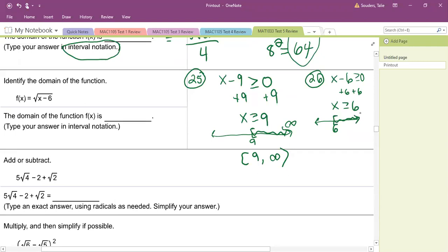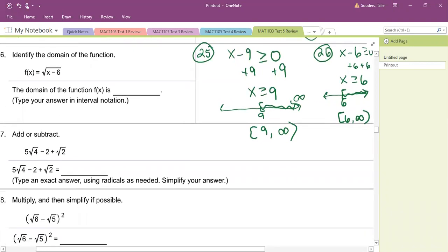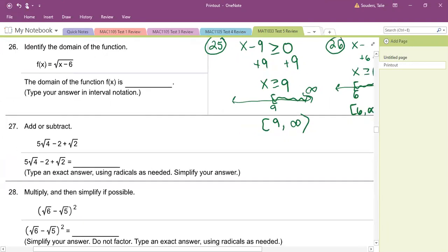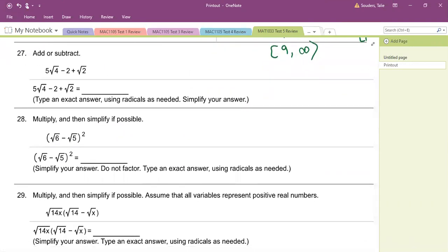Very good. So then how would you write it in interval notation? You would have the bracket 6 and then infinity with the parenthesis. Excellent. Thank you. You're welcome. Okay, so any questions on finding the domain there? Okay, so let's check out number 27.